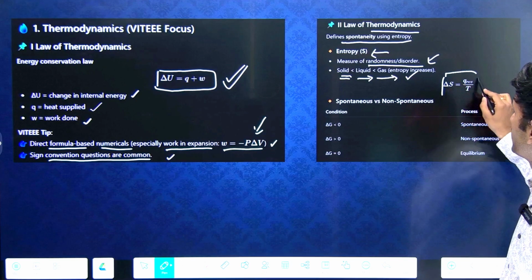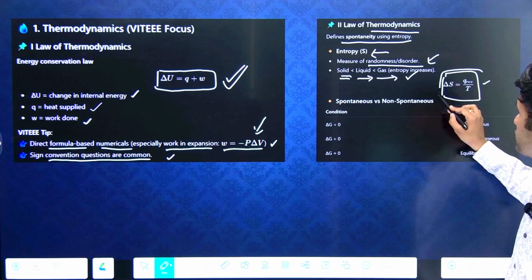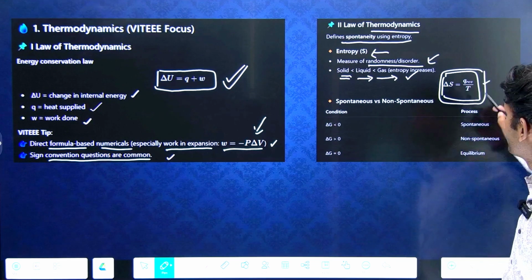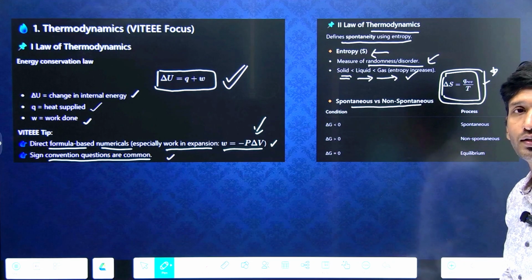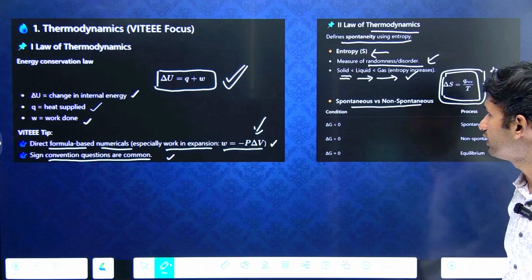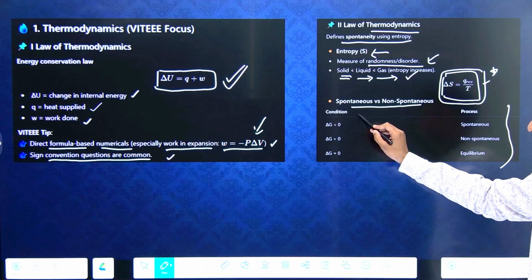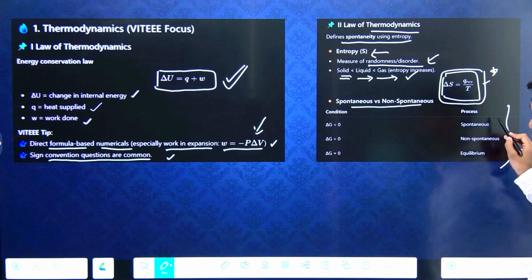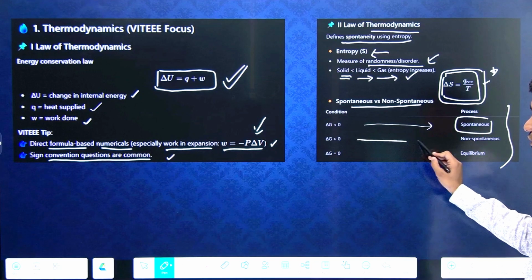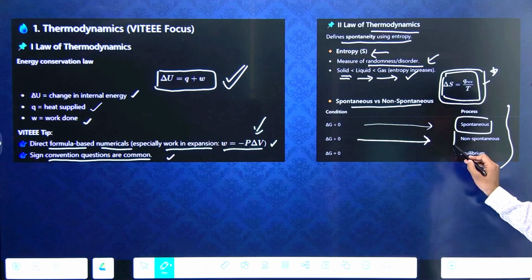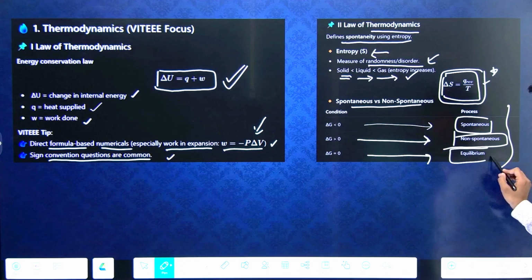The formula for entropy is delta S equals Q rev upon T. This is important from an examination perspective. Now, what is the difference between spontaneous and non-spontaneous processes? These are the important conditions to keep in mind. If delta G is less than 0, the process is spontaneous. If delta G is greater than 0, the process is non-spontaneous. Whereas if delta G equals 0, it is in the equilibrium state.